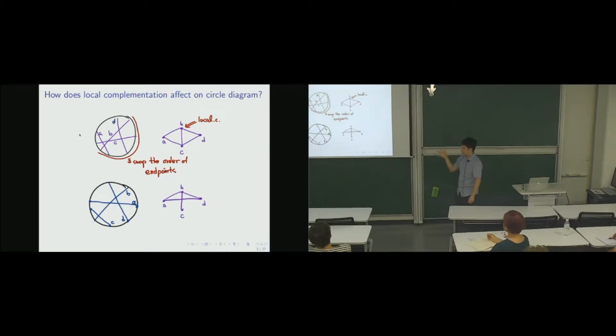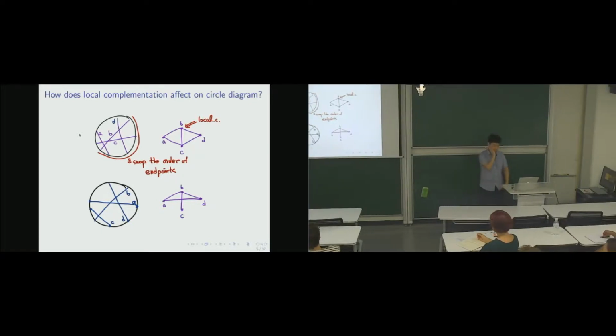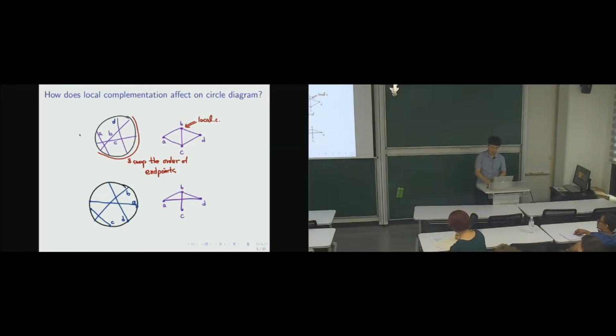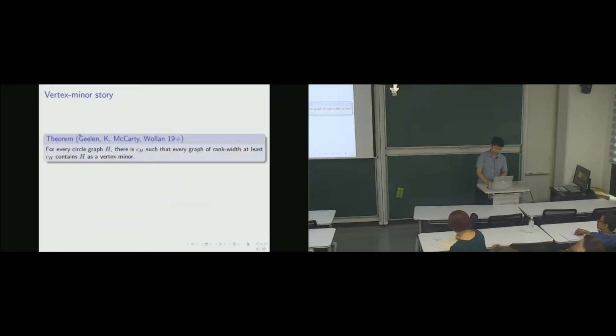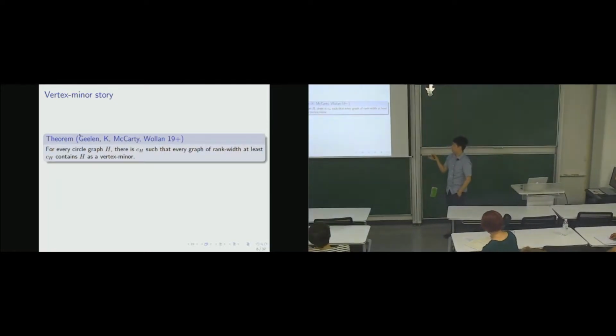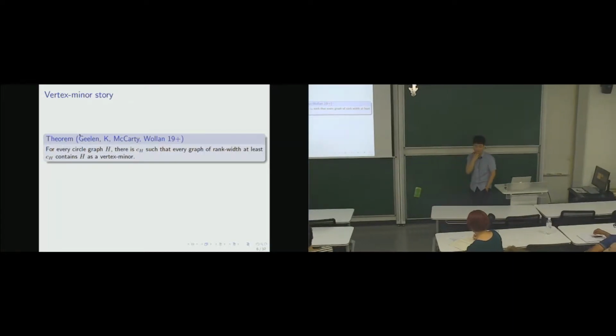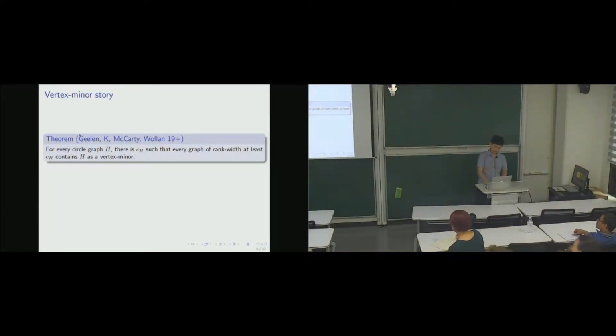So it looks like circle graphs have an important role in the world of rank width. And actually, what it proves is that if you fix any circle graph H, then every graph of sufficiently large rank width should contain this graph H as a vertex minor.